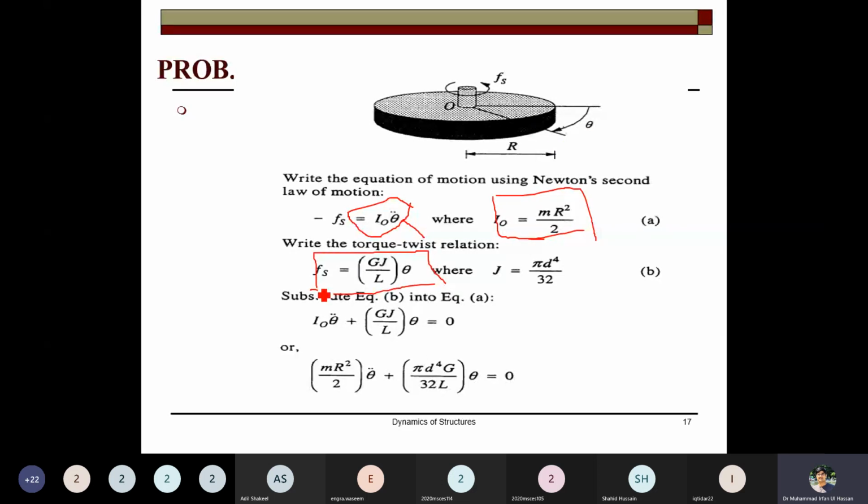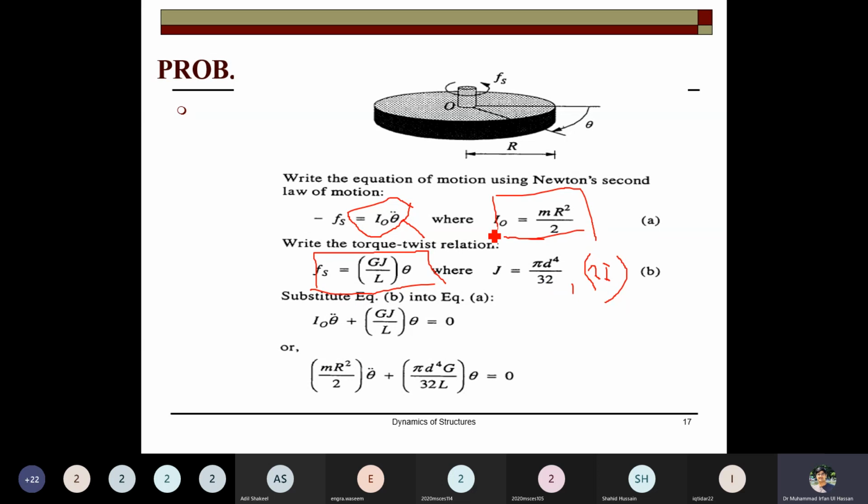Fs will be equal to GJ over L into theta. This is the torque twist relation, GJ over L into theta, when any body is subjected to some rotation, where theta is the rotation. So GJ over L will give you the total force Fs. J is the polar moment of inertia, that is 2 times I. So J is equal to 2I, which you can determine as pi d4 over 64 multiplied by 2. That comes to pi d4 over 32.